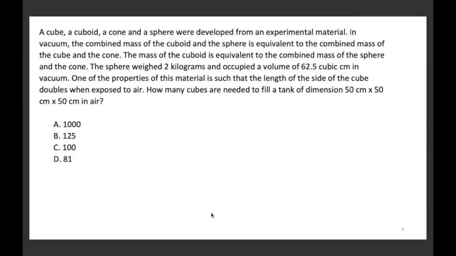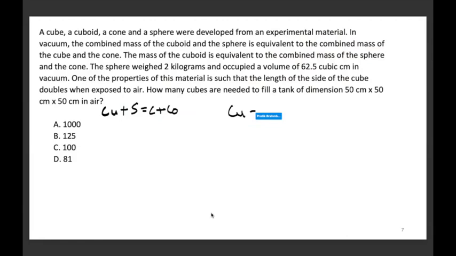Okay. We're given certain combinations associated with the weights of cube, cuboid, cone, and sphere in vacuum. And then we are also given one property of what happens to this material when exposed to air, which means its length gets doubled. And after that, we have to find how many cubes can be fitted in this tank of dimension 50 by 50 by 50. Pretty clear. So we first start with laying down the equations. So the combined mass of cuboid plus sphere is equivalent to mass of cube plus cone. First equation.